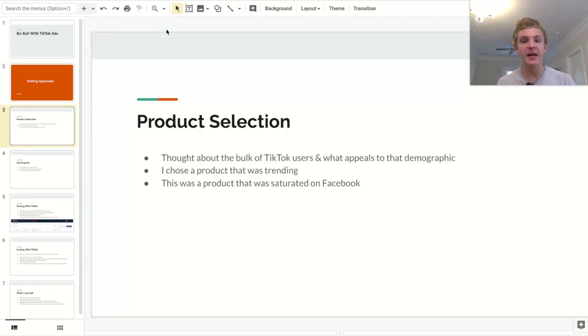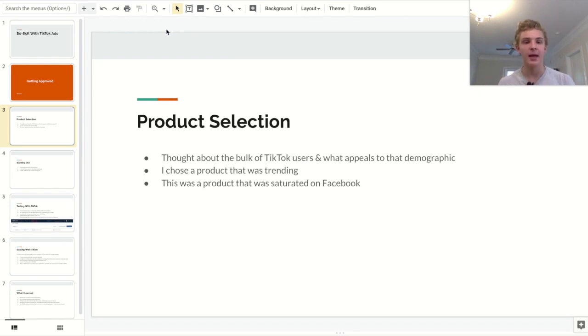The next step is product selection. Now, when I first came into it, I thought that TikTok was all just kids, and I geared my product selection towards those kids. So I thought about what teenagers would be inclined to buy, and also what teenagers could buy. I didn't want to sell anything too expensive, and I also tried to choose a product that was trending at the moment.